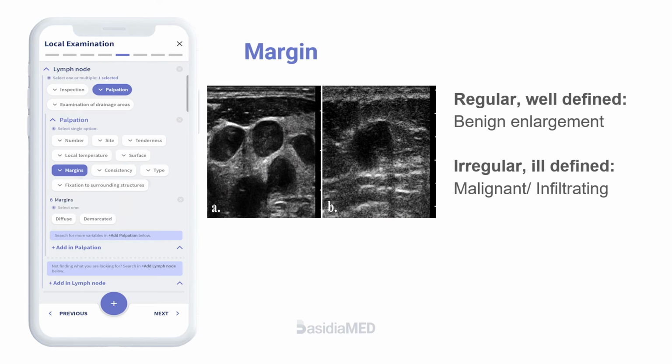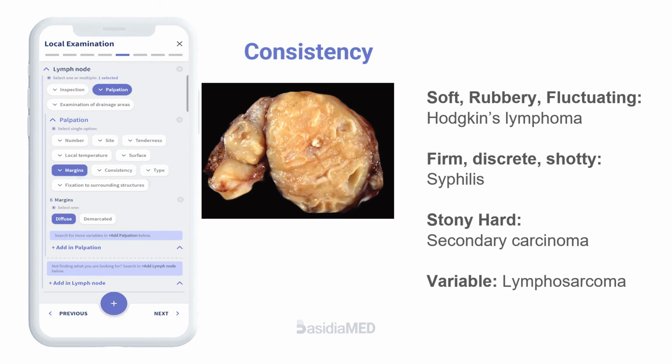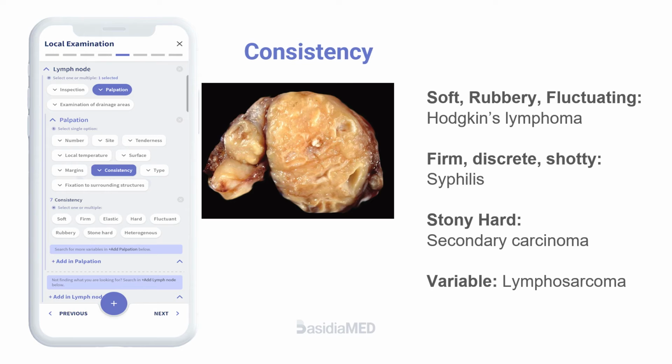Smooth, well-defined, easily distinguishable margins are a feature of benign enlargement of lymph nodes. Rough, ill-defined, infiltrating margins are seen in malignancies. To check the consistency of a swelling, roll the palmar surface of the middle three fingers against the swelling and maintain slight pressure. Lymph nodes may be soft and fluctuating, or elastic and rubbery, as seen in Hodgkin's disease.